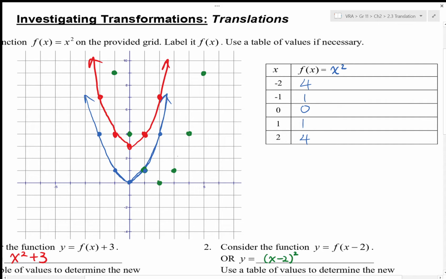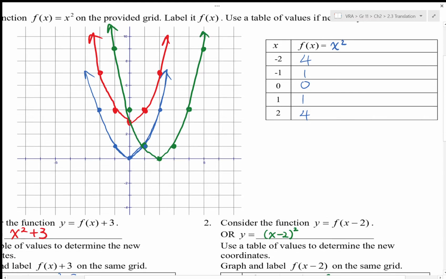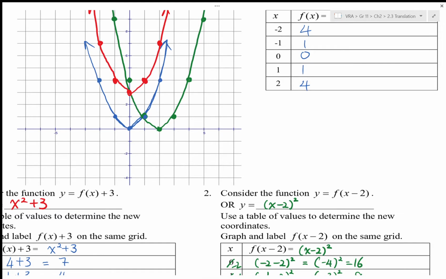So if you take a look, this is my green function, okay? You're comparing the blue to the green now. If you look at the blue and the green, what's happening, especially looking at the vertex, is that it's moving to the right by 2 units.